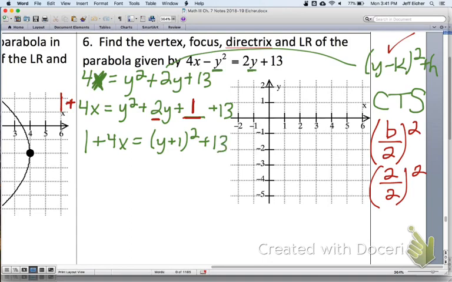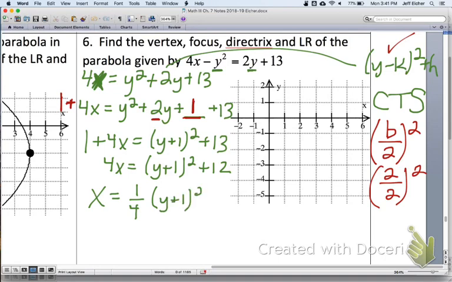Okay, so let's solve for x now. It's an x equals type of parabola. So we want to subtract 1 from both sides. 4x equals (y plus 1) squared. Minus 1 from both sides, that would be a plus 12 now. And then we'll divide by 4. So we have x equals, dividing by 4 is multiplying by a fourth, same thing, 1/4 (y plus 1) squared. Then 12 over 4 is a 3. So here's our equation of our parabola.